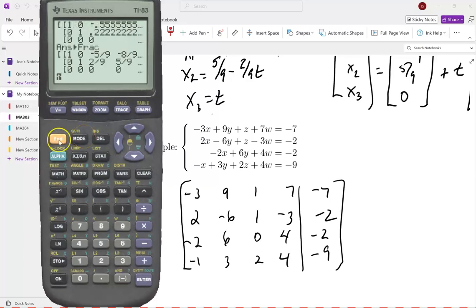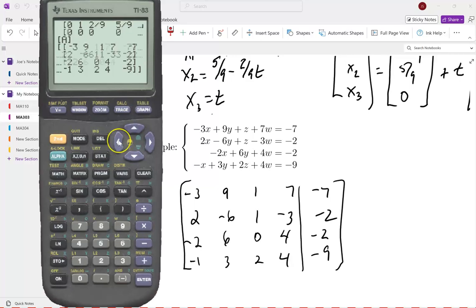Again, just real quick, I will bring that matrix back up and make sure that I've typed in everything correctly. -3, 9, 1, 7, -7, 2, -6, 1, -3. Because honestly, once you start using the technology, the biggest issue students typically have is typing all the numbers in right. Okay. All right, same idea now. Let's row reduce.